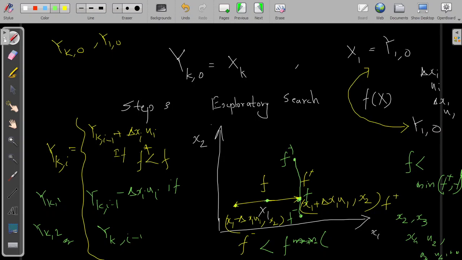Okay, in this case we can stop up to this moment, because we have two coordinate directions, u1 and u2. Okay, so we will stop here. Suppose, okay, that is the process, that is what you mean by exploratory search.